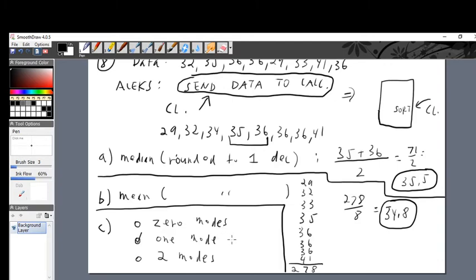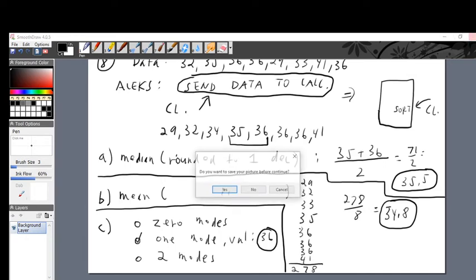This is not the case of 0 modes and not a case of 2 modes. There's 1 mode, and one more thing about that mode: what is the value of that mode? The answer is 36. So that is the last part of 8, which is 8C. Okay, obviously no more piece of paper there. Let's go to a new piece of paper, which we absolutely have to do.